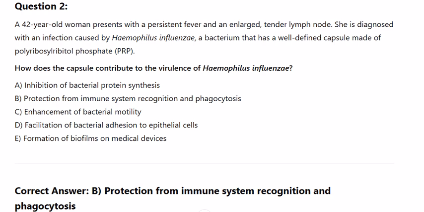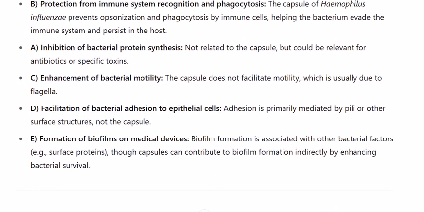C. Enhancement of bacterial motility. D. Facilitation of bacterial adhesion to epithelial cells. E. Formation of biofilms on medical devices. Correct answer, B. Protection from immune system recognition and phagocytosis. Explanation, B. Protection from immune system recognition and phagocytosis.